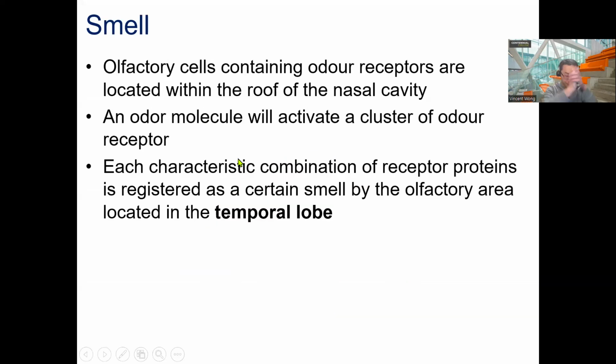Anyway, that's it for taste for now. Let's move on to smell. So we have these olfactory cells with odor receptors in them that are located at the roof of your nasal cavity, and the olfactory receptors usually are going to get triggered as a group. Okay, so the molecules that are responsible for aroma, for smell, will trigger a whole group of these odor receptors, rather than one particular receptor.